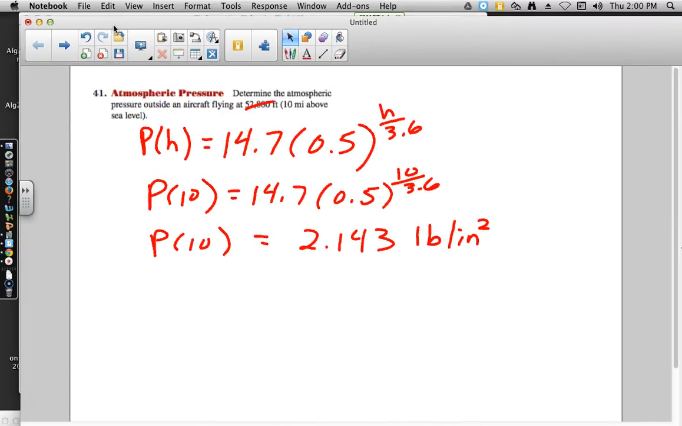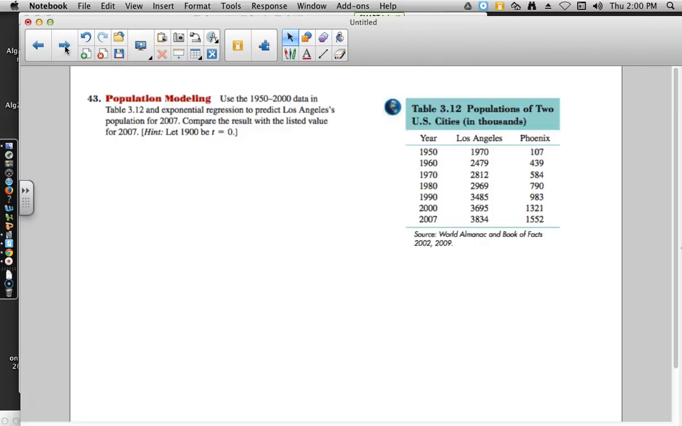Then the next one up is number 43. This one says, use the 1950 to 2000 data in table 3.12 and exponential regression to predict Los Angeles population for 2007. Compare the result with the listed value for 2007. So here's what we're going to do. It says let 1900 be t equals 0.